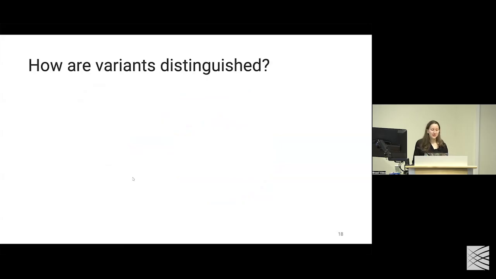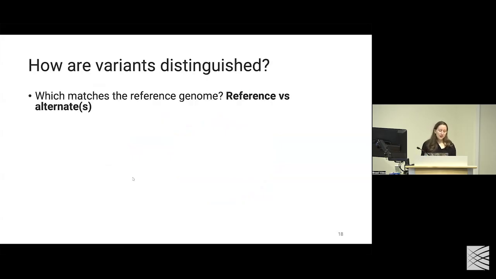So how are variants distinguished? Well, a lot of times in population genetics literature, these are some ways that we like to distinguish how we talk about variants aside from where they are in the genome, aside from how big they are.